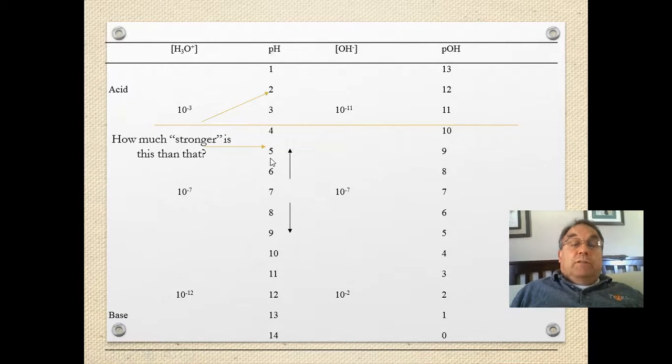So how much stronger is a 2 than a 5? Well, how much stronger is a 3 than a 2? Don't say 1. It's 10 to the first. So it's 10 times stronger. How much stronger is a 2 than a 4? 10 times 10. So how much stronger is a 2 than a 5? 10 times 10 times 10, or 1,000.